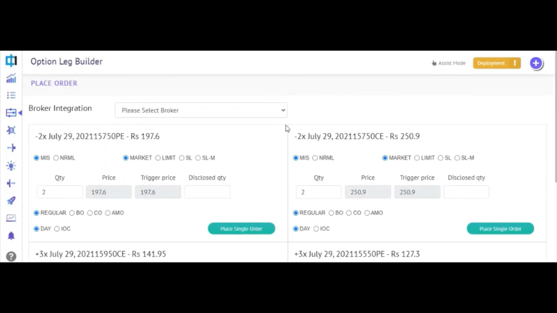Now that's pretty much it. You can build any risk reward profile that you need, and you can execute it on our platform.